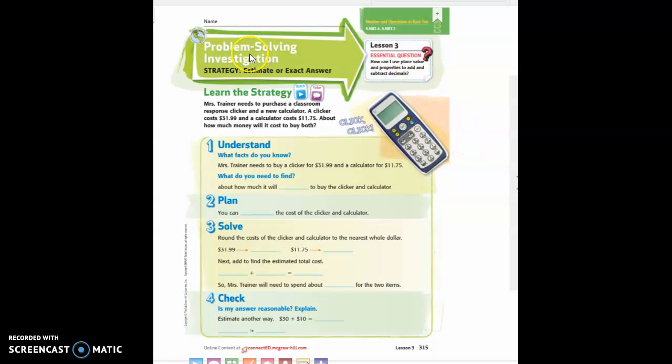So today we're gonna do problem solving and we're gonna investigate. We want to know, should we estimate or should we use the exact answer? And this is different from what we've been doing the past 2 lessons. So let's go ahead and learn the strategy, okay? To learn the strategy, let's read this question here.